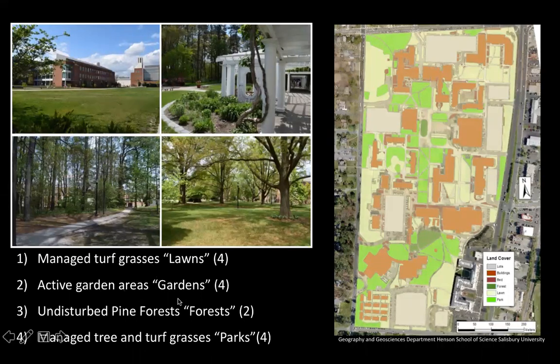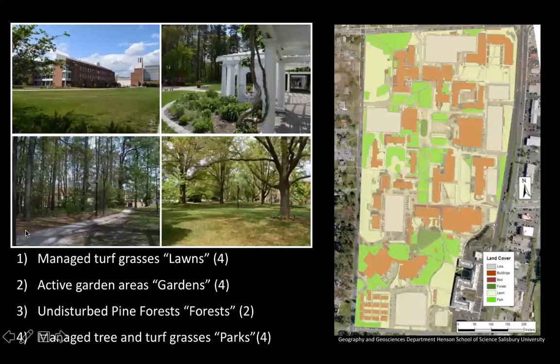And then we have these active gardens, and these are going to be really diverse across campus in the Arboretum. So they're going to be consistent of small trees and shrubs and different ornamentals, and they're going to be heavily intervened by human management. On the other hand, we have sections on campus that are relatively undisturbed.